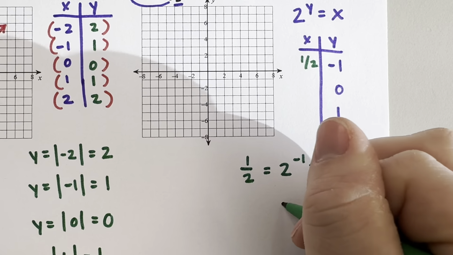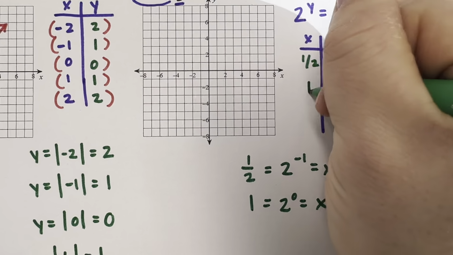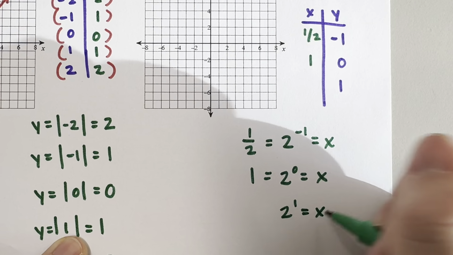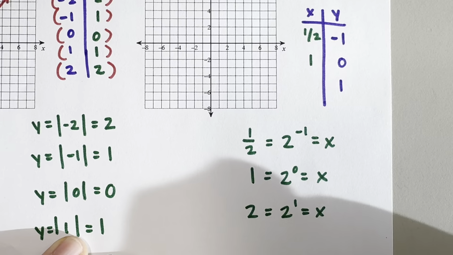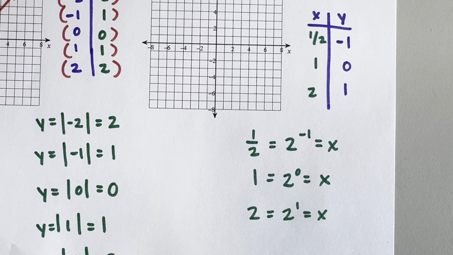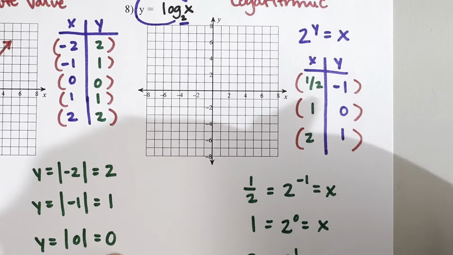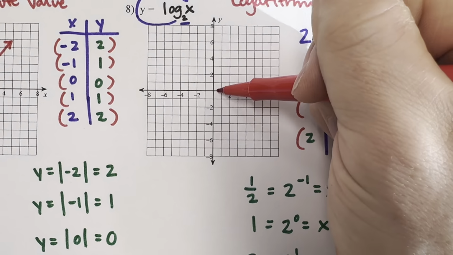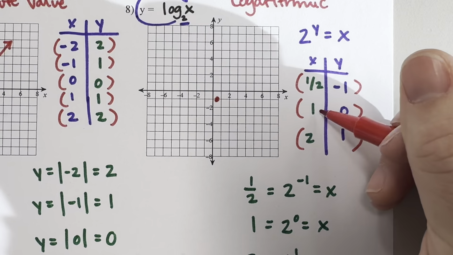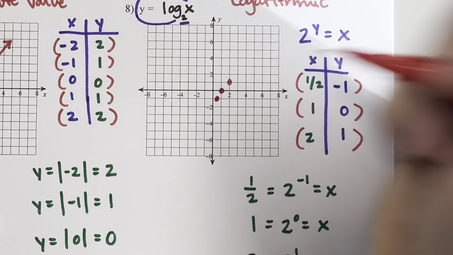Okay, well, let's see what we get for 0. 2 to the power of 0 to give me my x. Well, anything to the power of 0 is 1. So my x is going to be 1. And then when I plug in a 1, 2 to the power of 1 to give me my x, well, it's just going to be 2. Okay. 3 coordinate points is plenty, so let's go ahead and put it on our graph. So I have 1/2 and then down to -1. 1/2 for my x is about right there, down to -1, right there. Okay, then my next coordinate point, 1, 0, right there. And my next coordinate point, 2, 1.